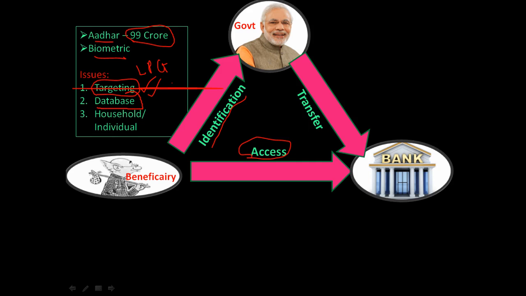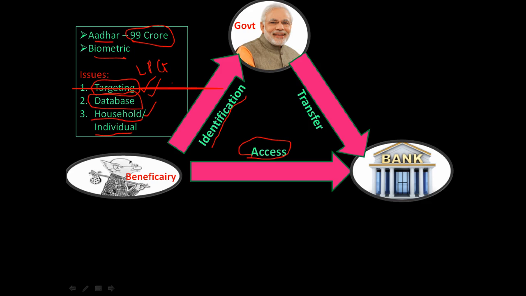Secondly, it is the database. Do we have the database of all the people? Now currently this work is going on at a good speed, and we have considerable databases of all the beneficiaries. Thirdly, should we target at the household level or at the individual level? Now LPG was targeted at the household level, but for certain other subsidies we'll have to target at the individual level, because if we give the money at the household level, we are not sure whether that money will be used for the intended purpose.